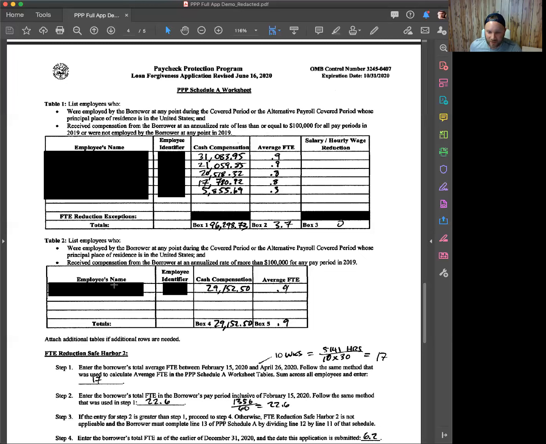Okay, in this case, we had one other person that should land in table 2, and these are people who made over 100K at any point in 2019 or for the year, or as we said, even on an annualized basis for one period. So we put their name here and their ID number and their compensation and their FTEs, right? Same information that you had up there. Okay, we're going to pause with that information. That's table 1 and table 2. You're going to see this data show up again later.